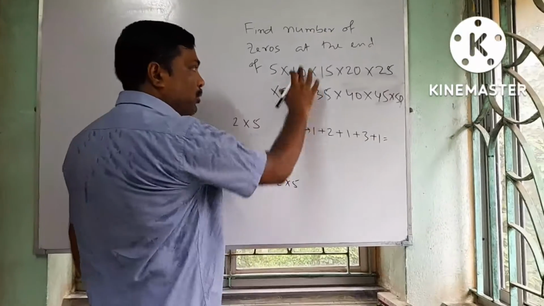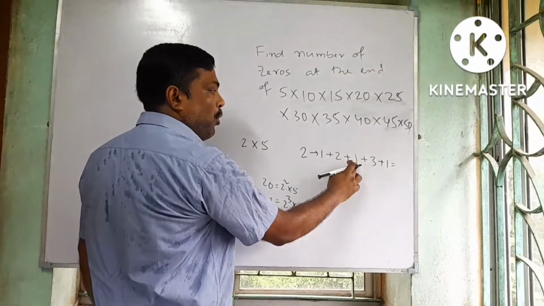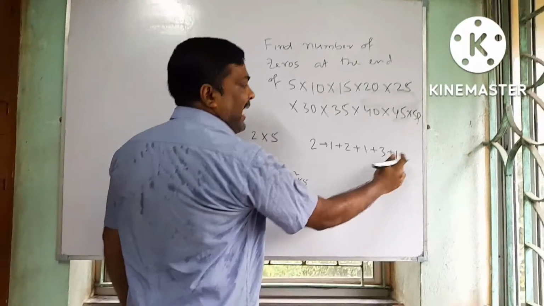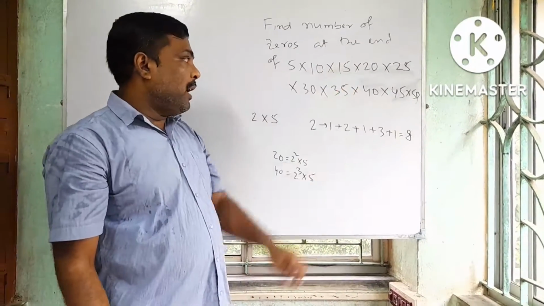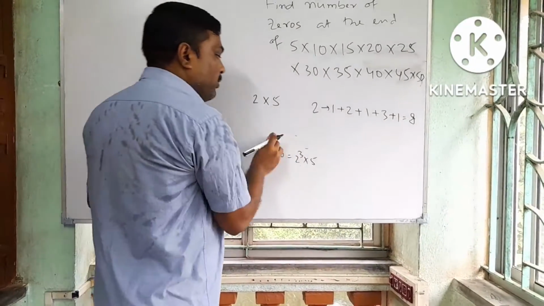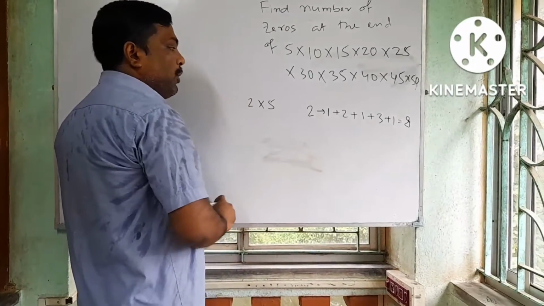So the total number of 2's in this product is 3, 4, 7, 8. So the total number of 2's here is 8. Now we calculate the number of 5's.